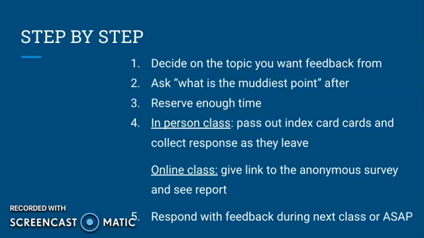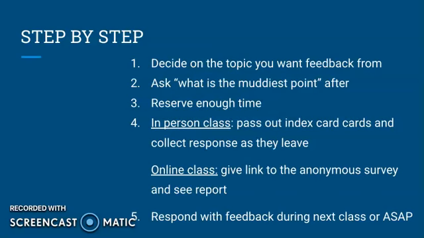So the fourth step is, if it's an in-person class, you pass out index cards and collect responses as they leave. And for online classes, you give a link to an anonymous survey, such as Google Forms, and see the report at the end. And lastly, the most important step, I think, is to respond with feedback the next class or as soon as possible.